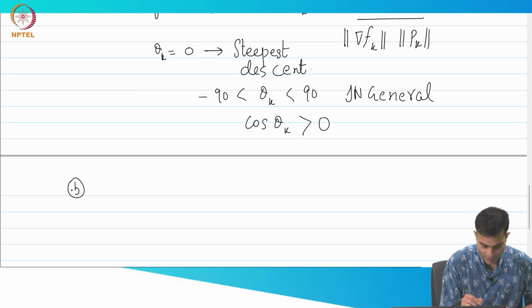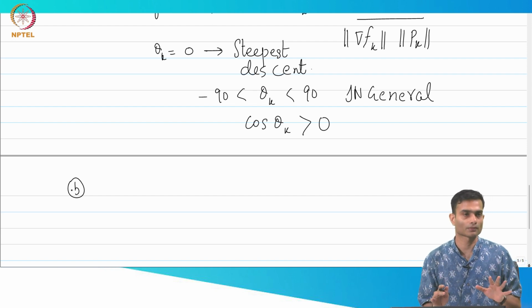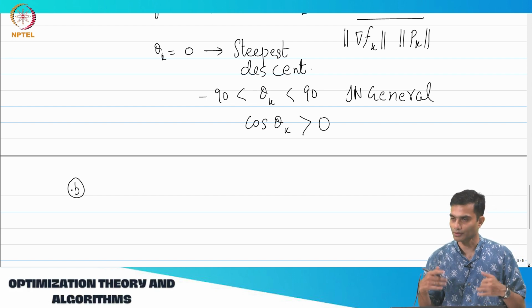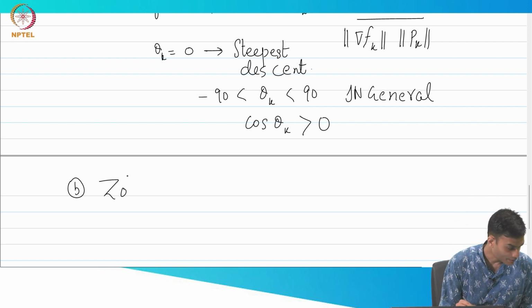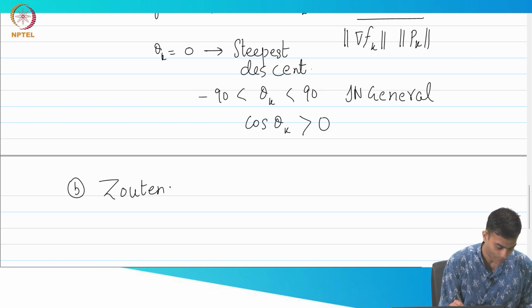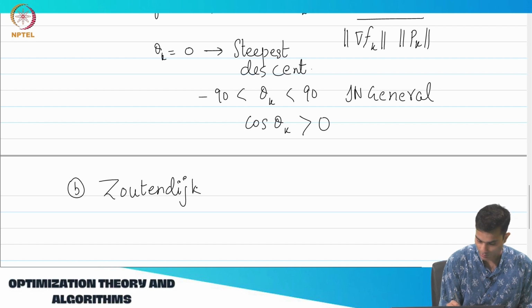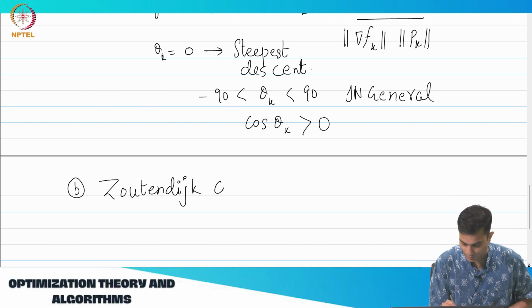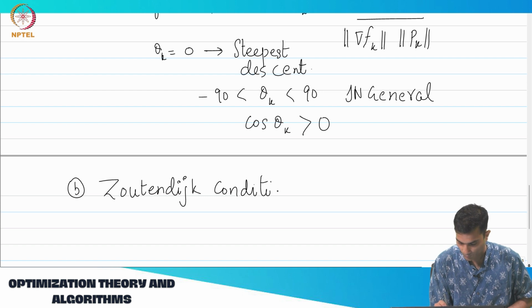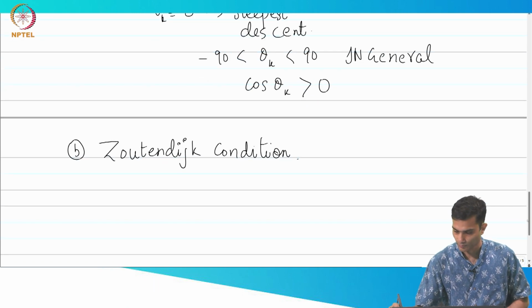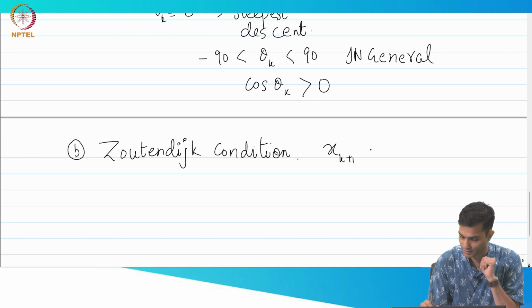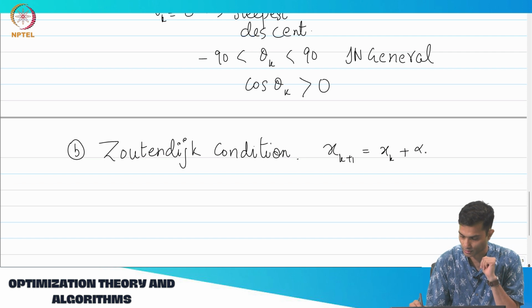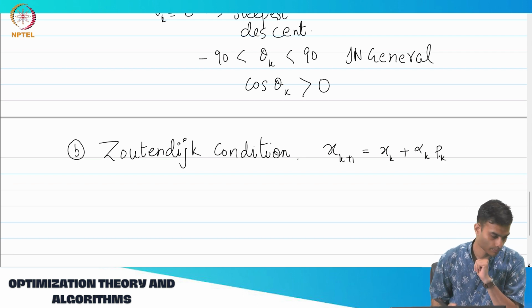Okay, so now I'm going to state the theorem. And then we will get some intuition and then try to prove it. It's a difficult spelling to write this person's name. I don't know which country, probably Dutch. Zoutendijk's condition is what it's called. Remember, we are doing line search, which implies we are doing something like this.